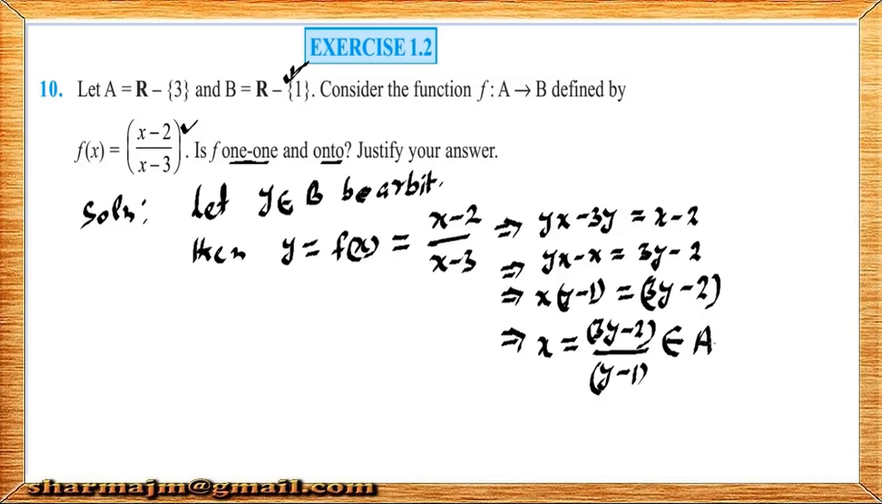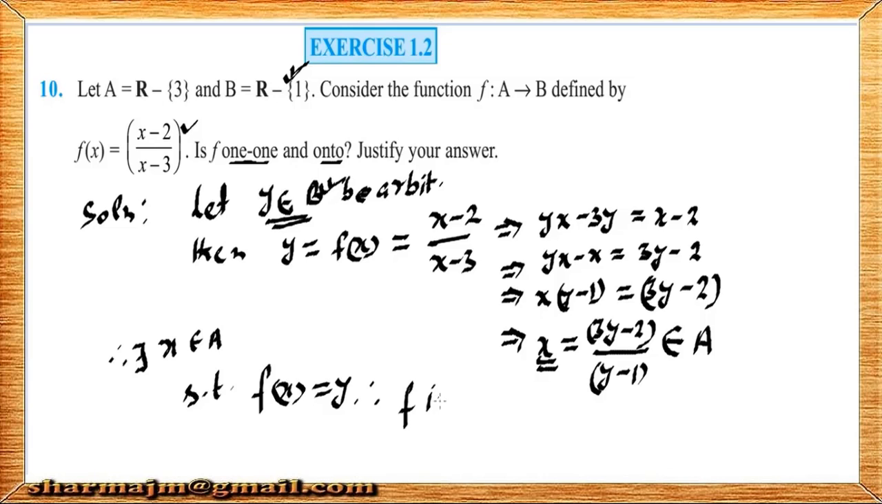So this x is in A. So you saw that any arbitrary element in codomain is having its pre-image. So there exists x in A such that f of x is equal to y. Therefore f is an onto function.